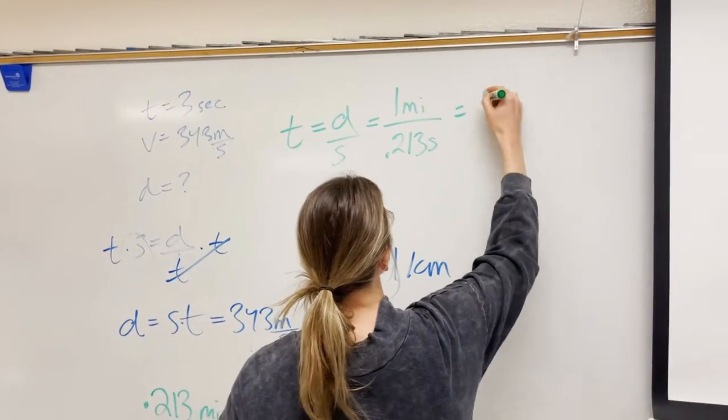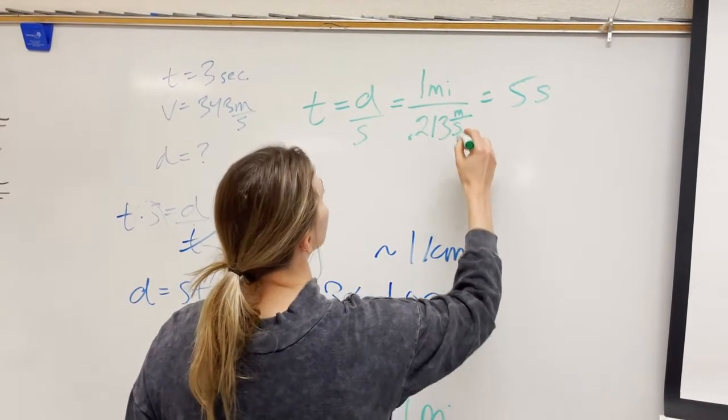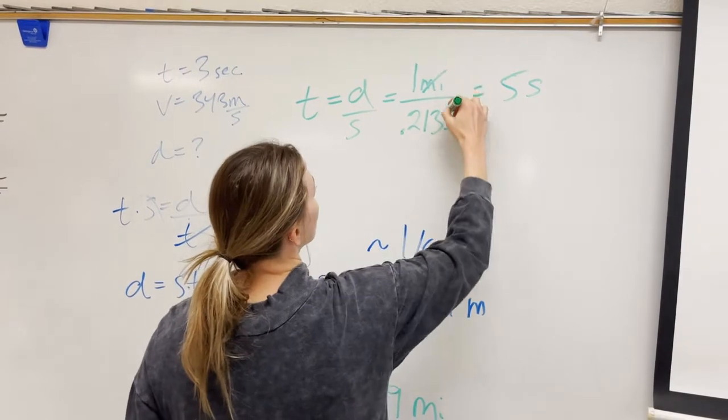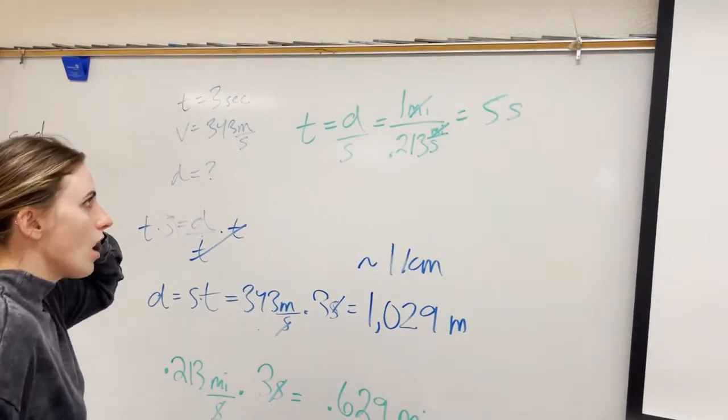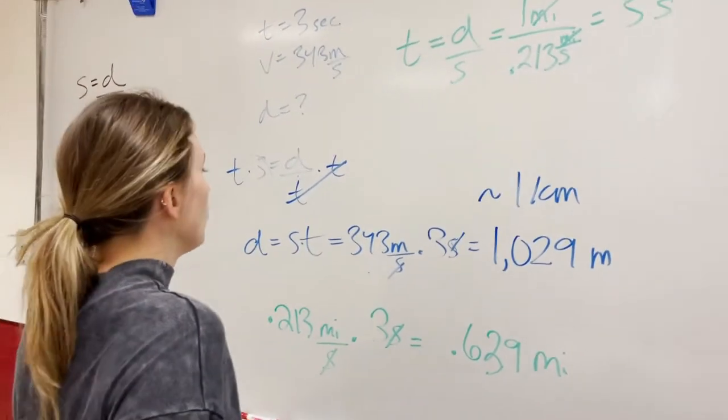I think my units are a little bit off here. Oh, it's miles per second, not meters per second. I apologize. There we go. I was like, my units aren't adding up here. Okay, so about 5 seconds. We got 4.7 there.